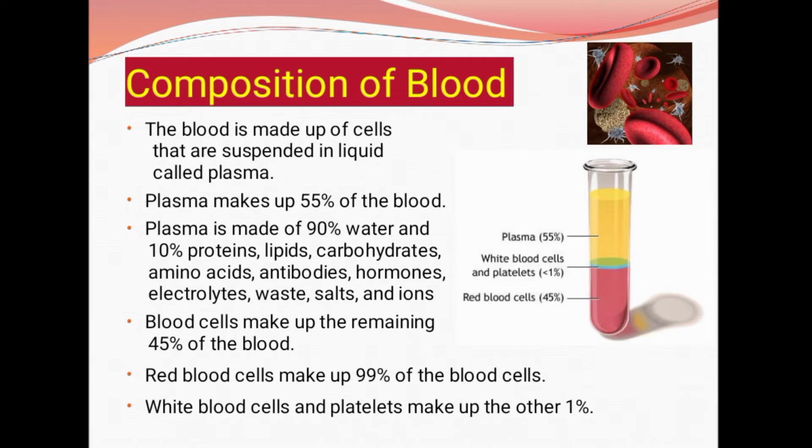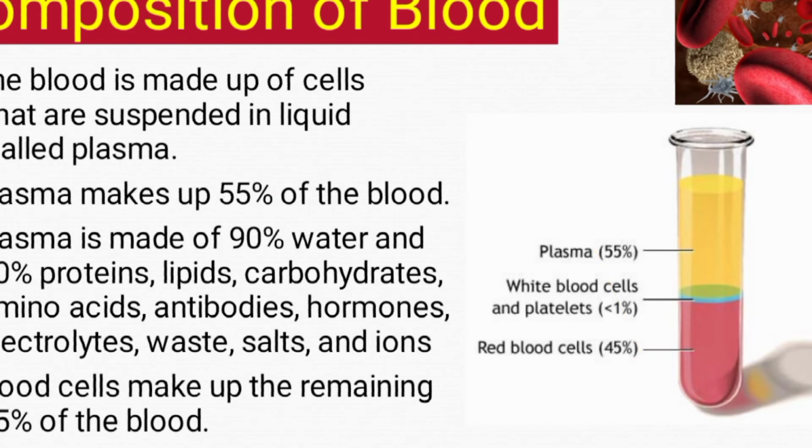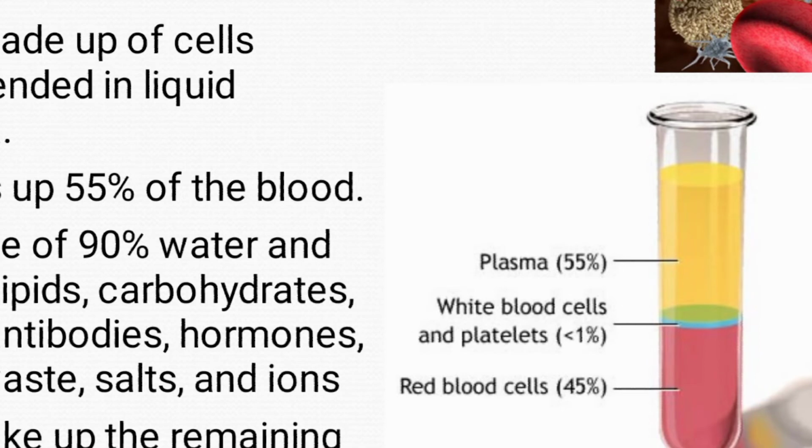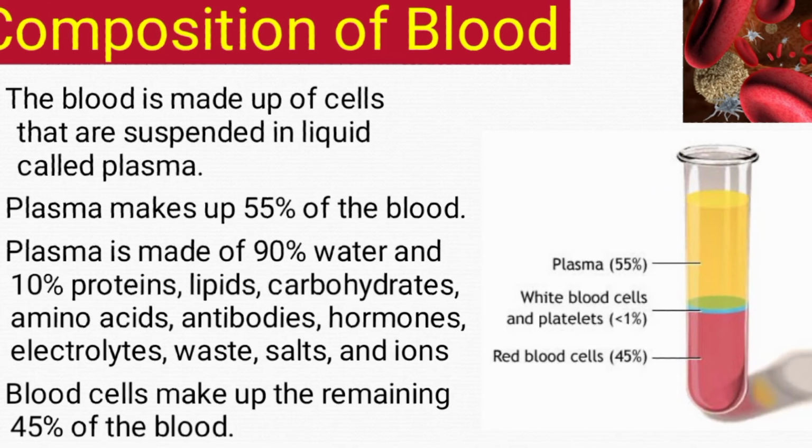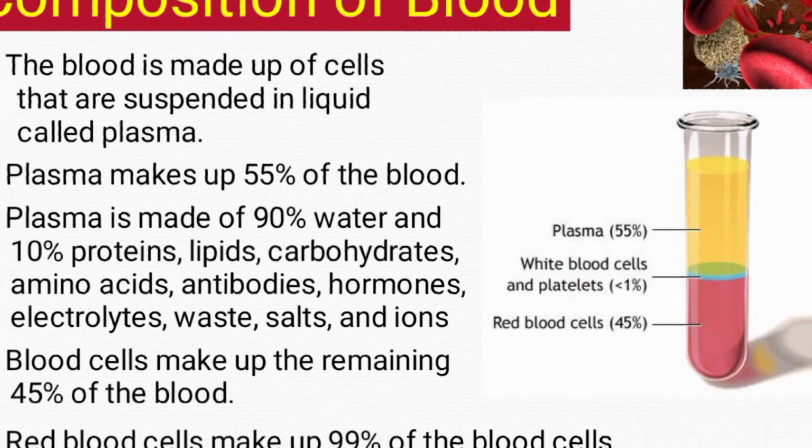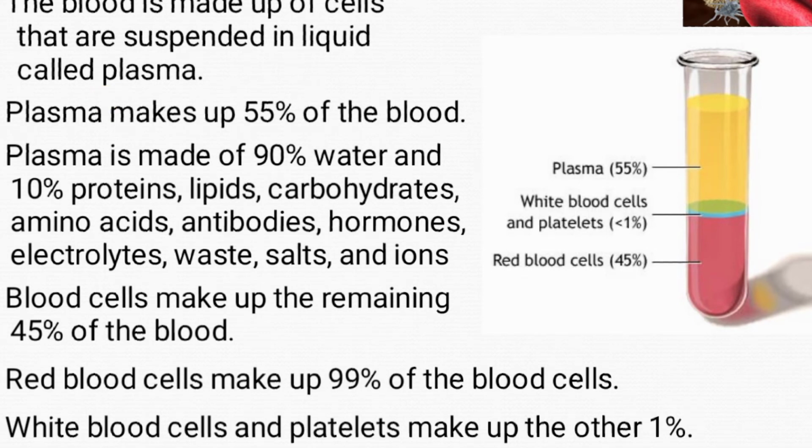The blood is made up of cells that are suspended in the liquid that is known as plasma, as we have already discussed. And this plasma that you can see here in this test tube, the yellowish colored structure is the plasma, and this is the liquid portion, and it constitutes about 55% of the total blood. And this plasma is made up of 90% water, and the 10% constitutes other compounds like proteins, lipids, carbohydrates, amino acids, antibodies, hormones, electrolytes, salts, and ions.